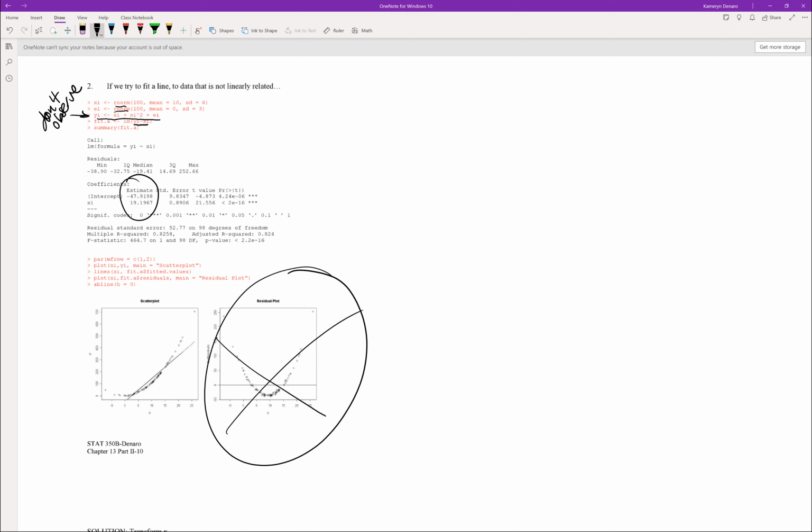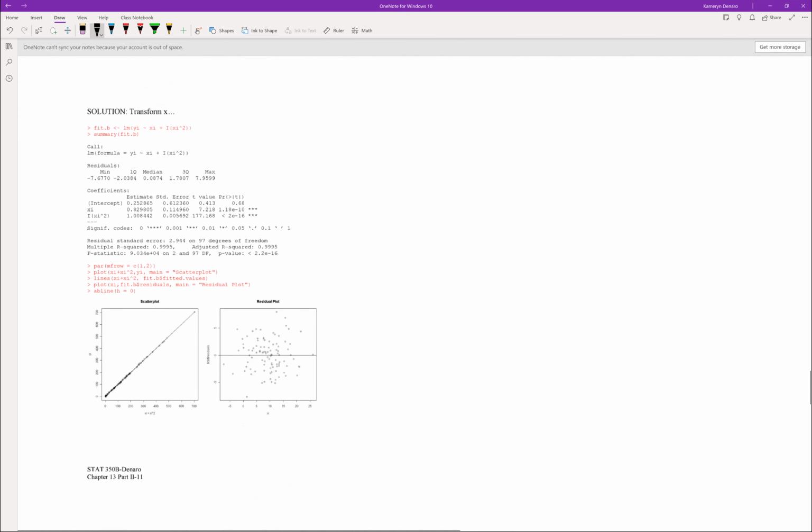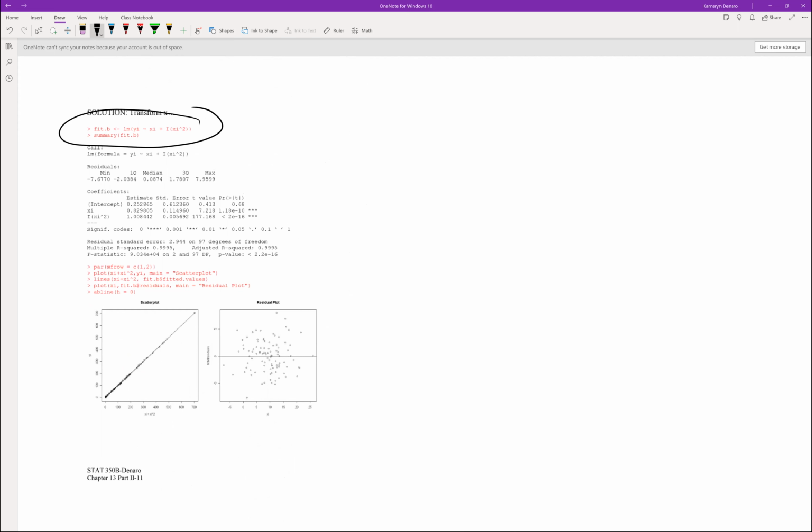So when we saw that parabola on the residual plot, that tells us that we probably also need to model, using the linear model function, an xi squared included. So we're going to transform x. When we do this, we could fit a new model. We're going to call it fit.b.